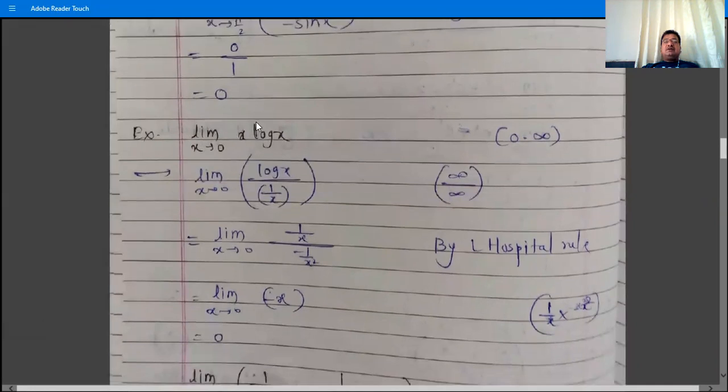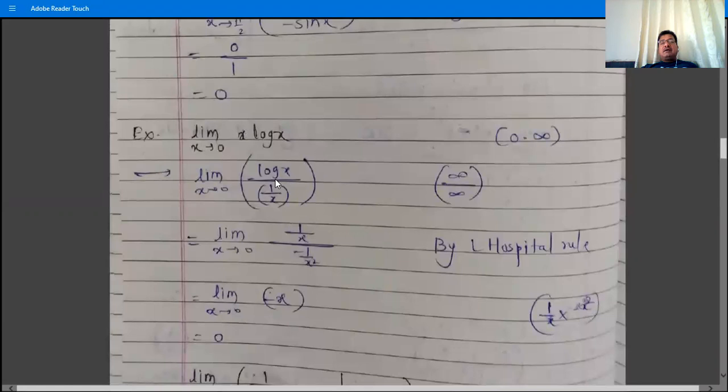So x is 0 and log 0 is infinity. So this is 0 into infinity form. And this is again an indeterminate form, 0 into infinity. So we have to reduce this form to 0 by 0 or infinity by infinity. If we shift this x to the denominator, then it becomes 1 by x.